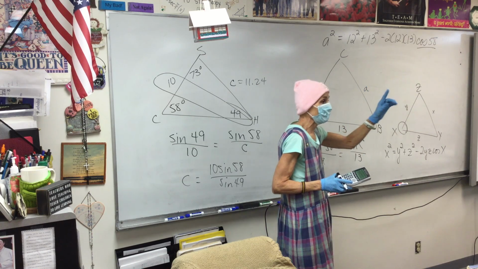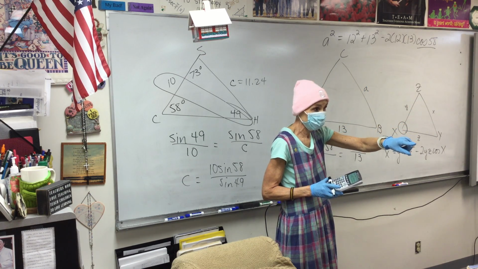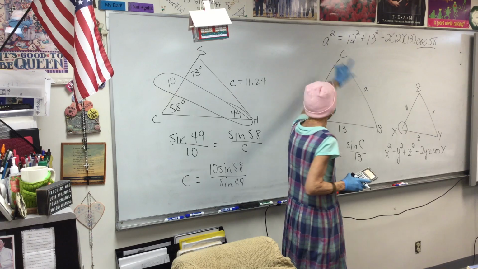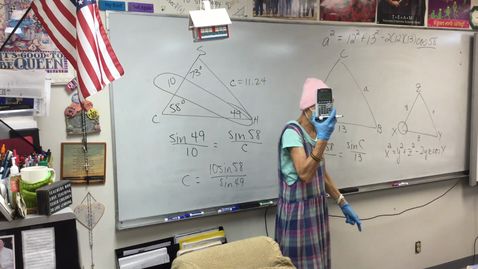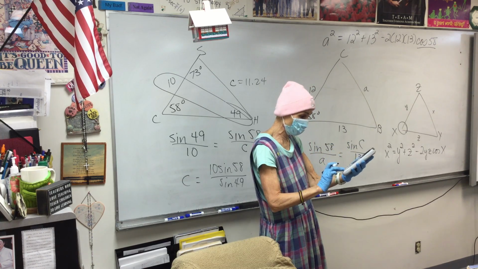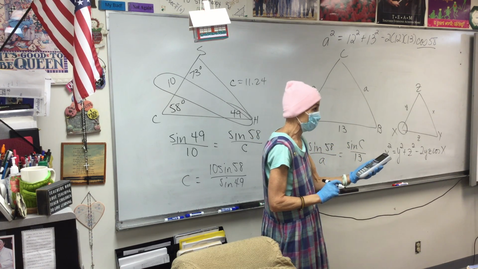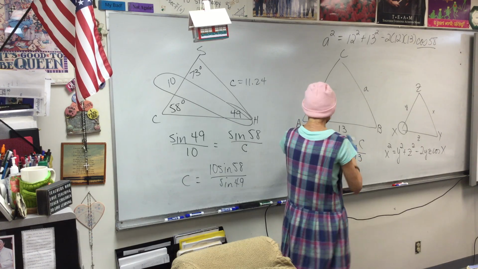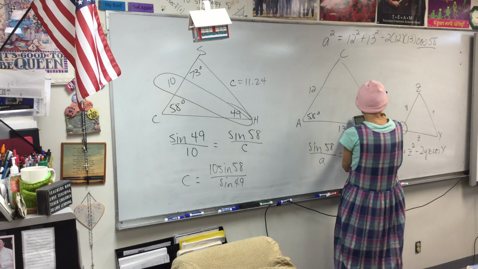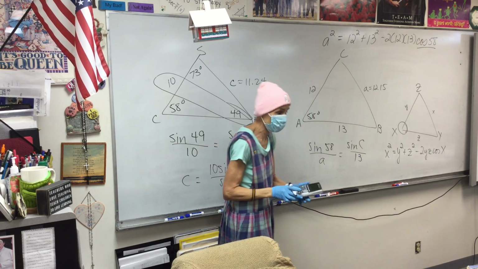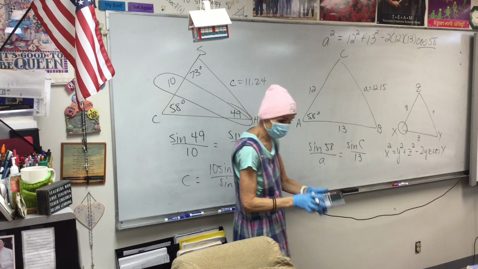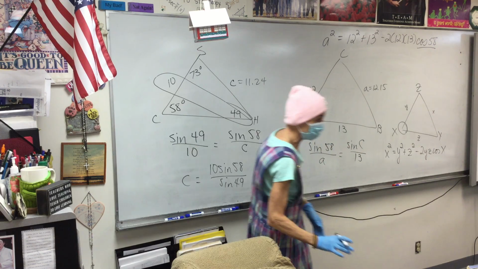147 point something. Now, be careful. That is not A. That's A squared. So once you get that number typed in, you have to do what with it? Square root it. So side A is actually 12.15 after you square root it. Does that make sense to everybody?